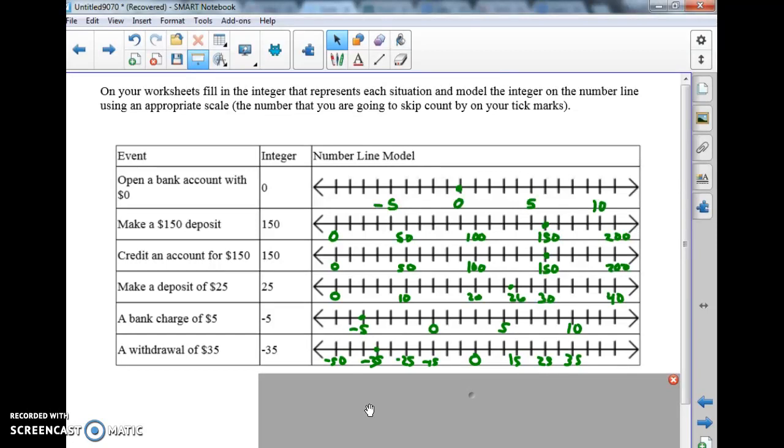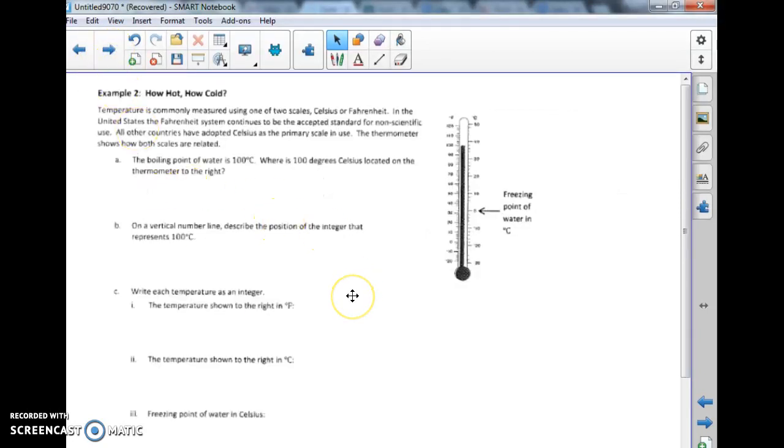All right, now that you have that completed, we are going to go to this slide. Here is an example of a vertical number line. Let's see if I can make it a little bigger. It doesn't look like I can, and you don't have a paper with this on it, so you're just going to have to watch your screen. Temperature is commonly measured using one of two scales, Celsius or Fahrenheit. In the United States, the Fahrenheit system continues to be the accepted standard for non-scientific use. All other countries have adopted Celsius as the primary scale in use. The thermometer shows how both scales are related.